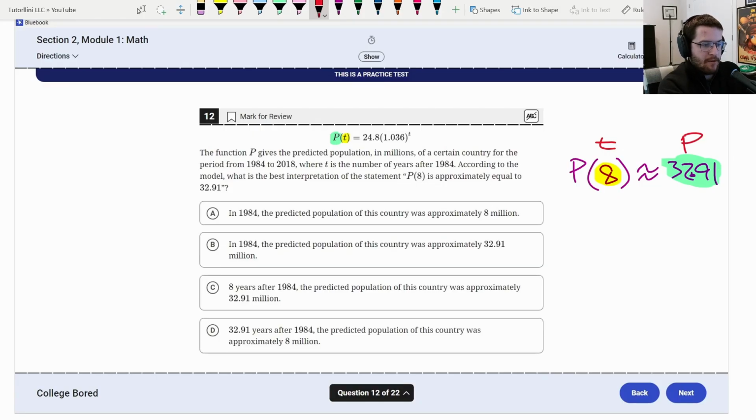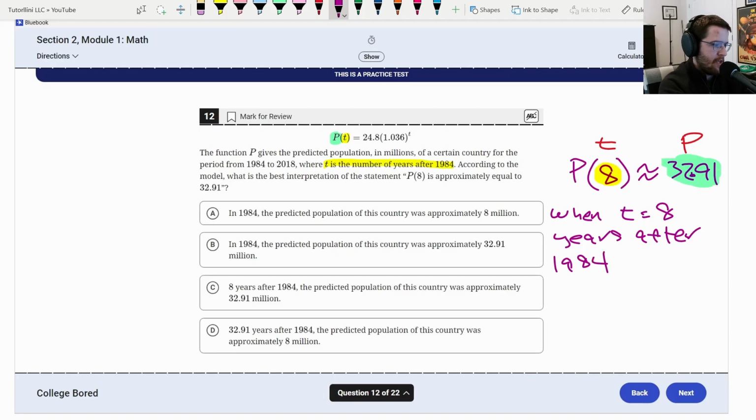Now I'm just going to pick out what T and P mean directly from the paragraph and write it down without looking at the answer choices at all, so that they don't trick me. So I'm going to look at here, it says T is the number of years after 1984. Okay, so when T equals 8 years after 1984, and if you do some quick arithmetic, 1984 plus 8 is 1992.